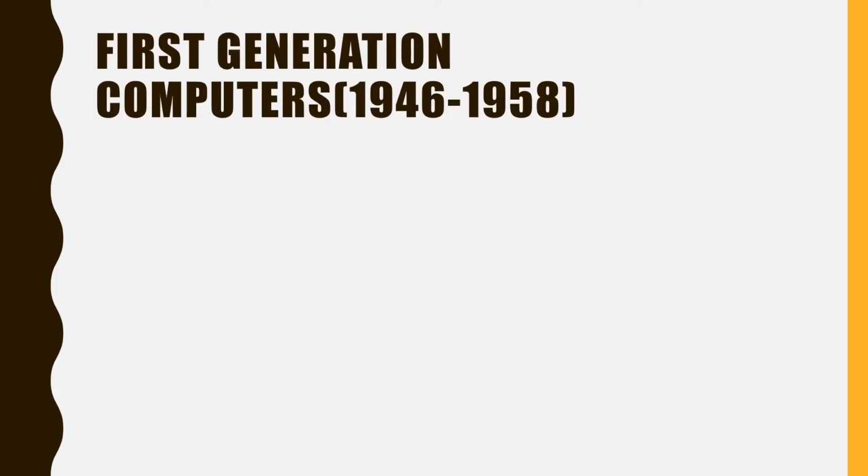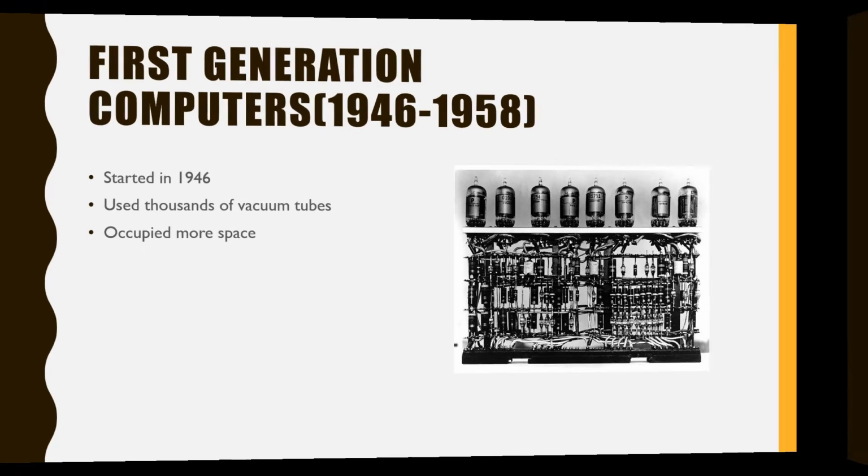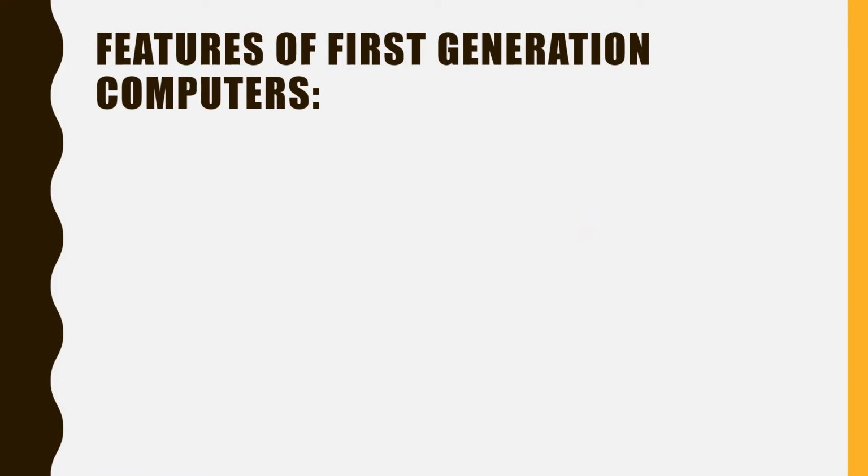The computers that were developed from 1946 to 1958 we call the first generation computers. Here they used vacuum tubes for building computers. They used thousands of vacuum tubes, so the size became very big and it occupied more space. And next we will see about the features of first generation computers.